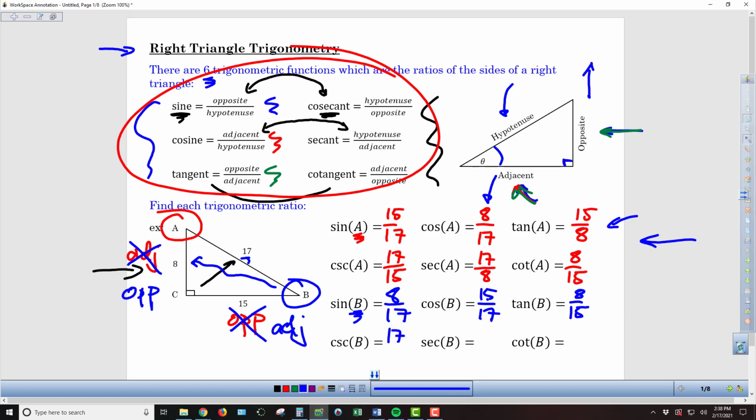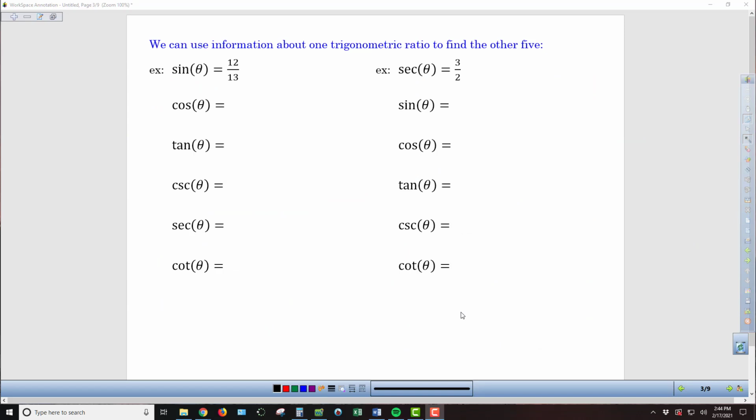So I can just go ahead and jump straight to that. Cosecant's the reciprocal of sine, secant is the reciprocal of cosine, and cotangent is the reciprocal of tangent. Given some information about one trigonometric ratio for an angle, we can use it to find the other trigonometric ratios. And the way we're going to do that is by drawing a triangle based off of this information.